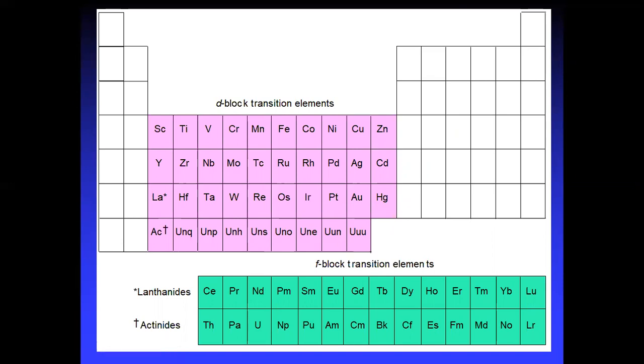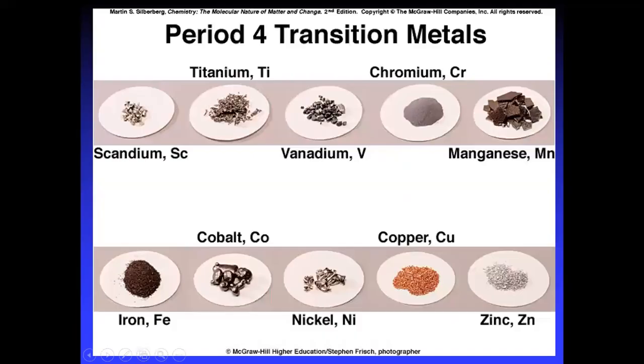Ionic radii show the same trends as the atomic radii. Ionic radii decrease with increase in atomic number due to increase in nuclear charge. Here you can see the different elements: scandium, vanadium, manganese, iron, cobalt, nickel, copper.